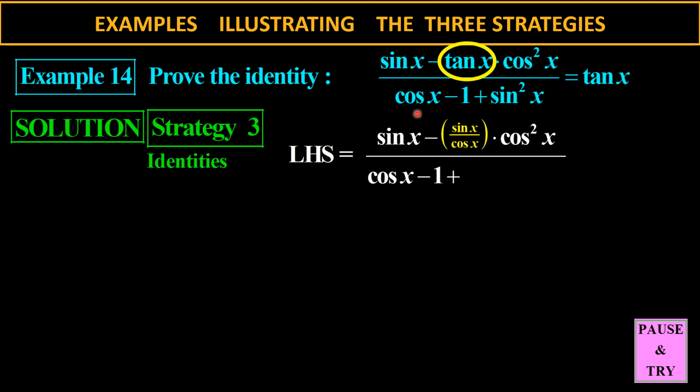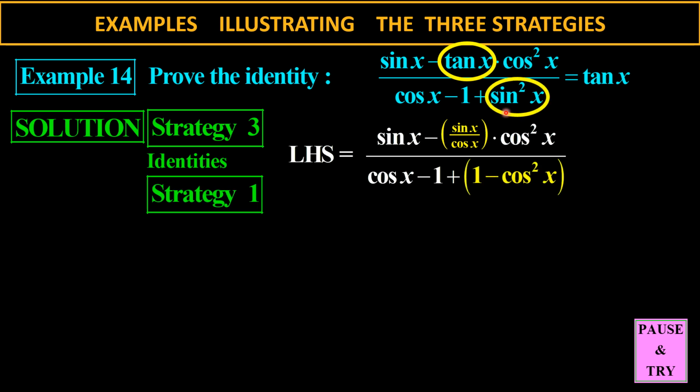So tangent there is sine x over cos x. But if we look at the denominator, there's a sine squared x. And I can change that sine squared x to 1 minus cos squared x. Okay? So now I've done it. And then always you go back to strategy 1. Can we simplify now? If I simplify the numerator, yes, I can simplify it by cancelling out the cosine.